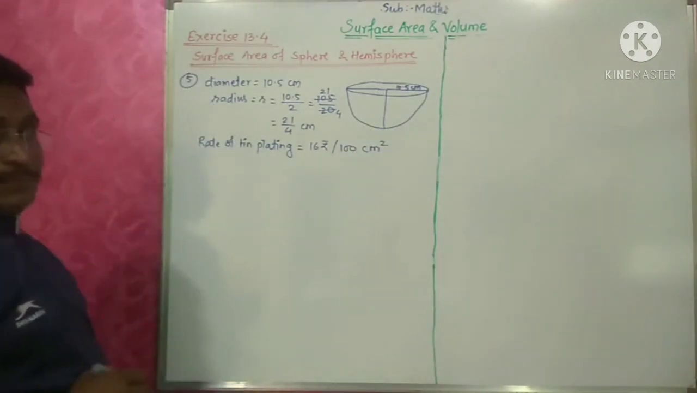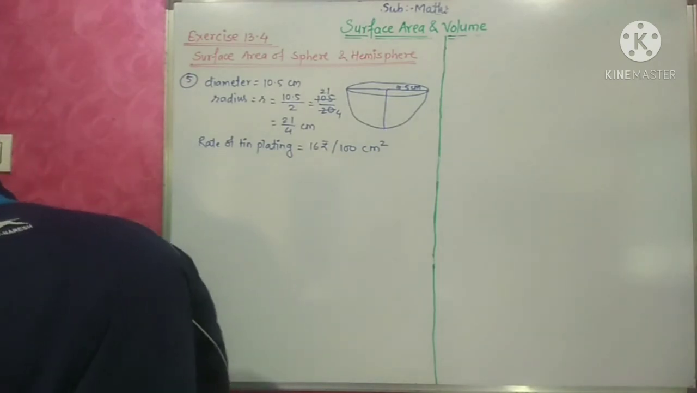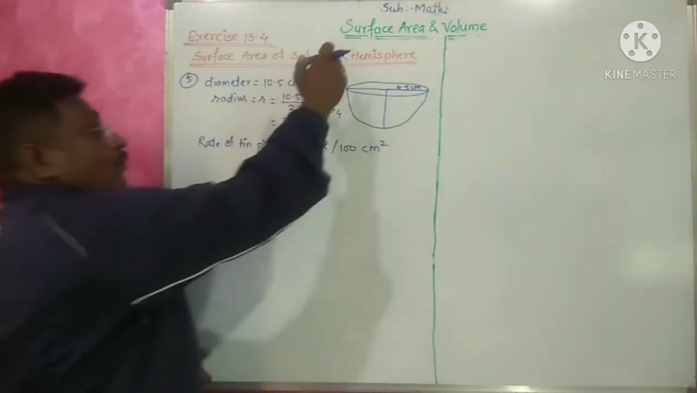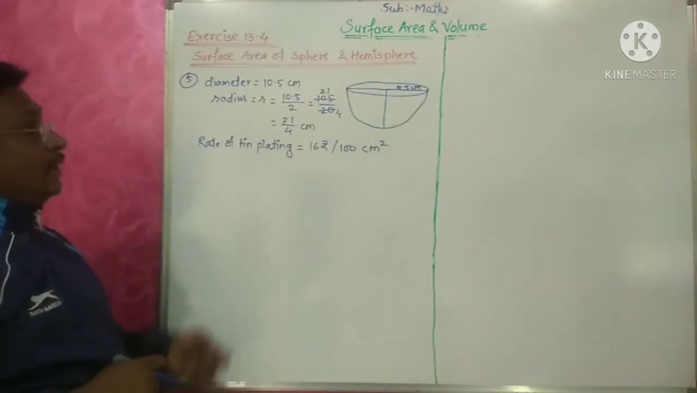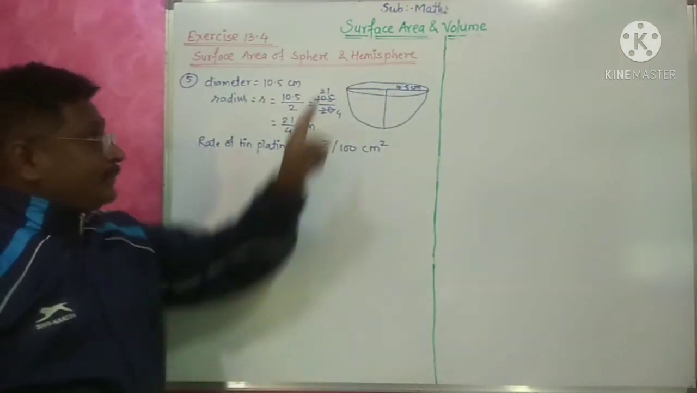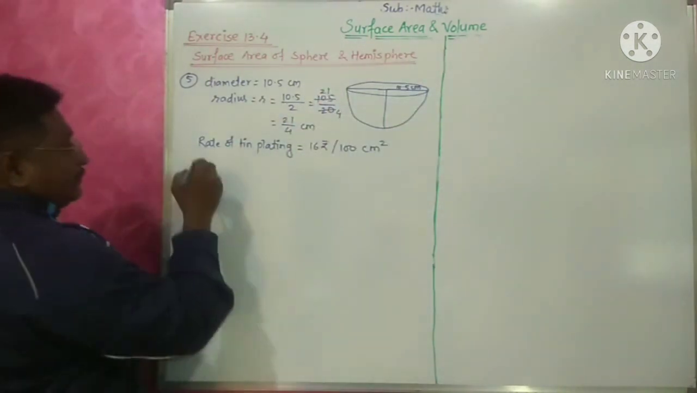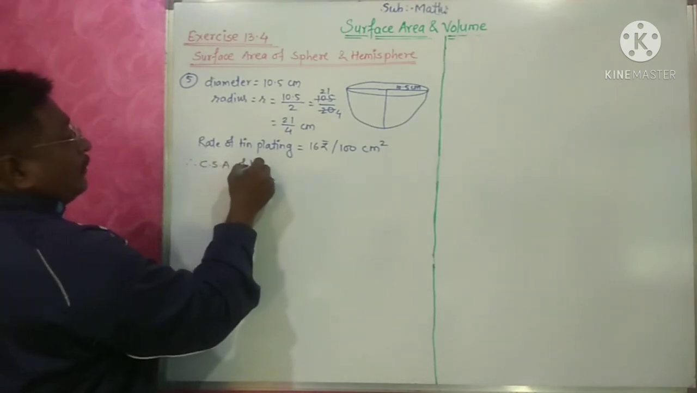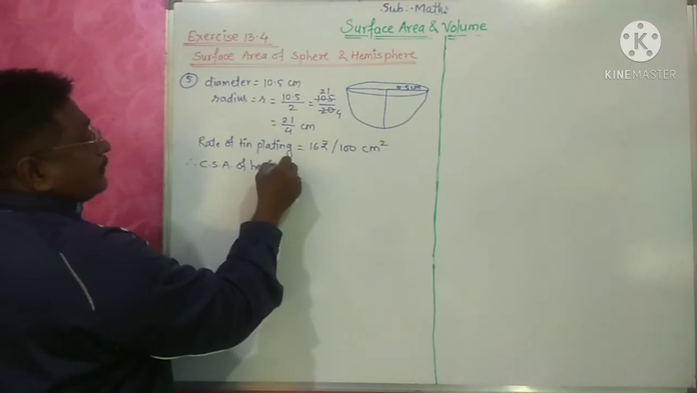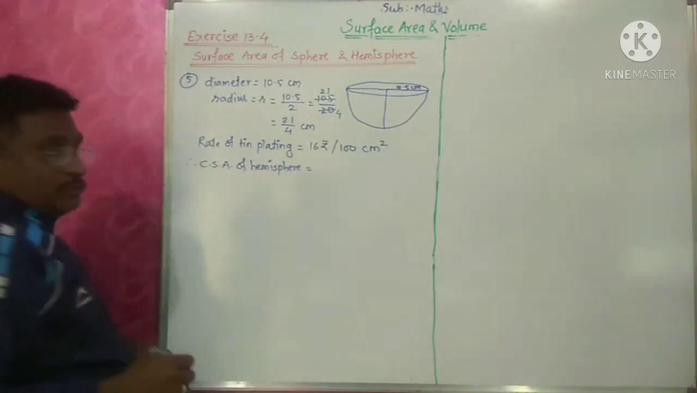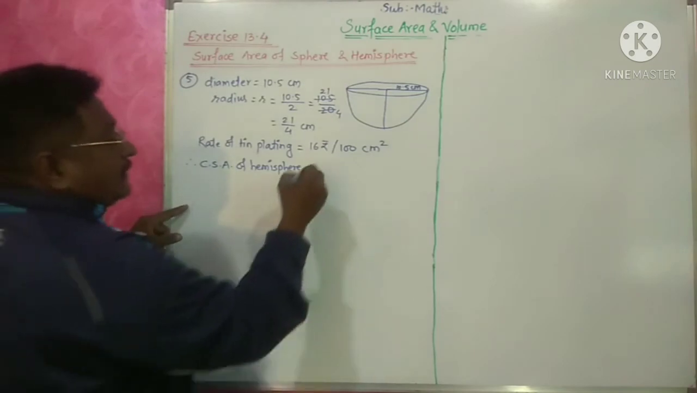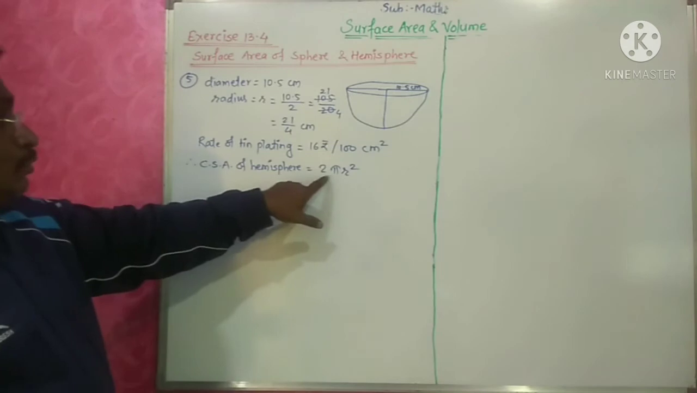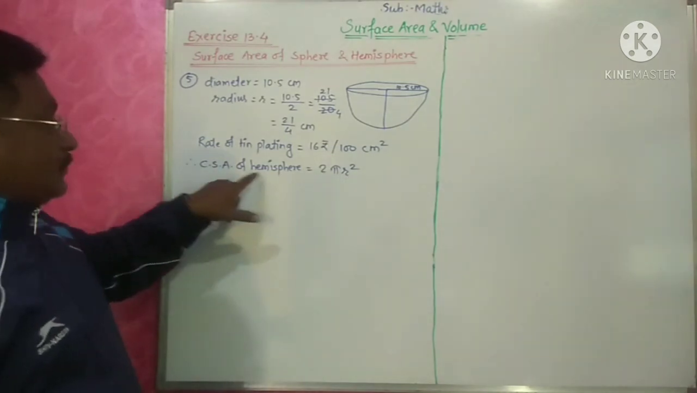This is given. So what do we have to find? The total cost of tin plating. So first we have to find how much area is there. How much area means what will it come? CSA of hemisphere. So CSA of hemisphere means 2 pi r square. So first we have to find the CSA.